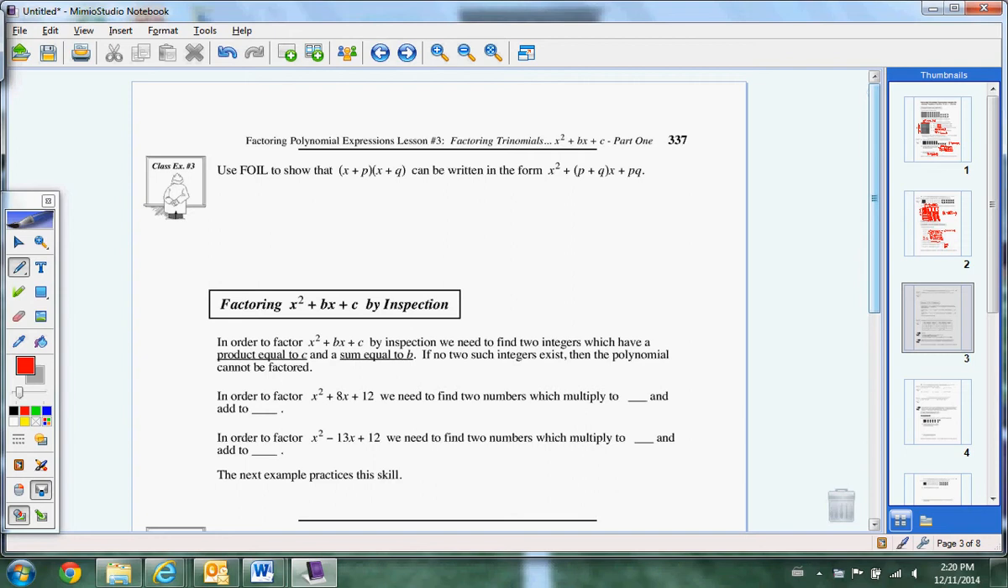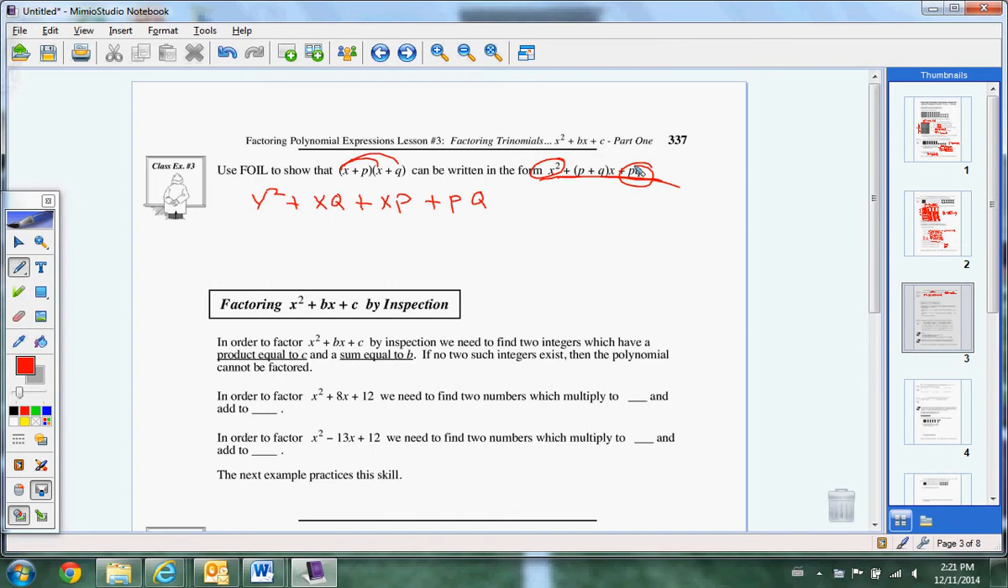Okay, so use FOIL to show. So now we're just going to prove what we were just talking about, that we can write this in this form. This is going to look funny, but I'm going to go x times x, I get x squared. X times q, I get x, we'll put a q. P times x, I get, I'll put xp, so in the same order. P times q, I get pq. This is the answer I'm trying to get. I have an x squared, I have a pq. How can I make the middle look like that? What'd they do essentially? Take the x's out.